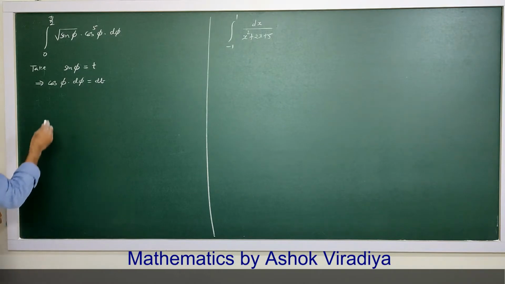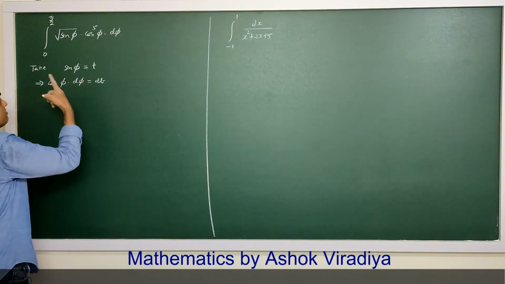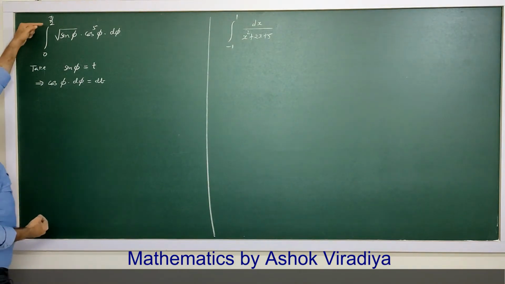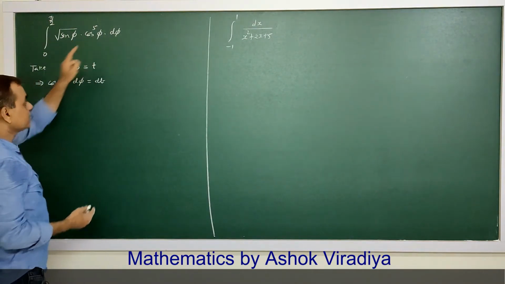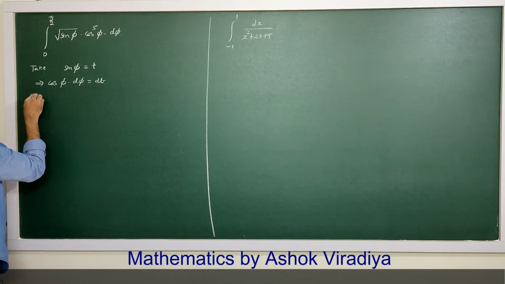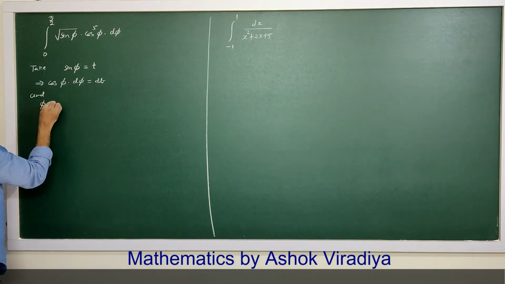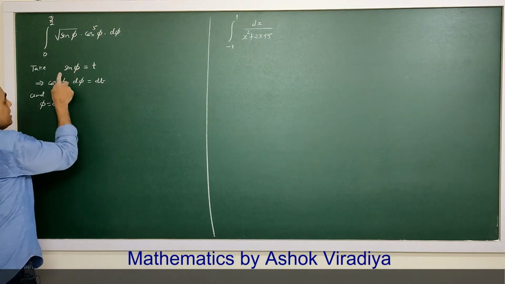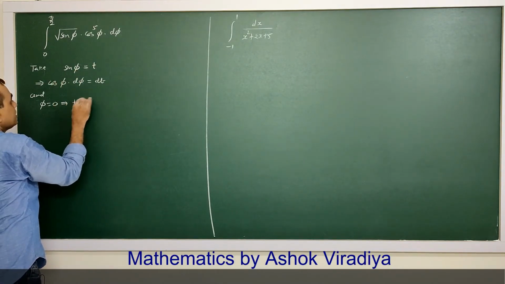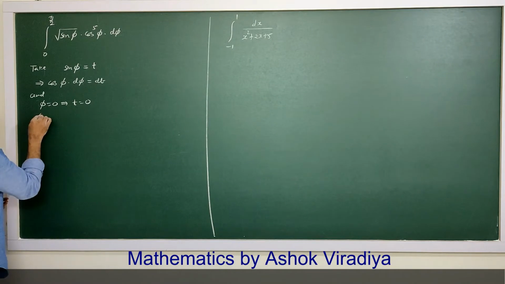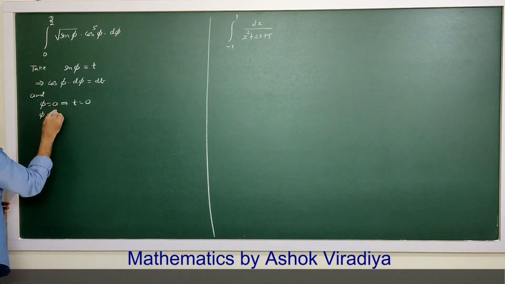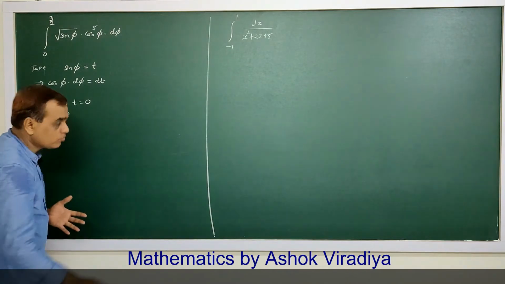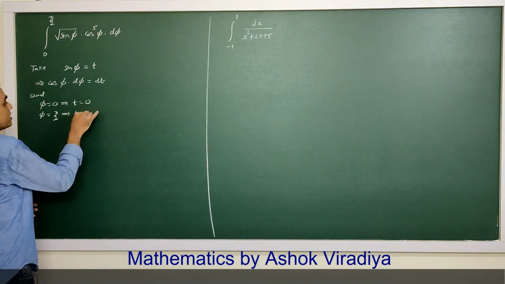And when we change the variable, we have to change its limits also. These are values of phi. So when phi is 0, putting here 0, t is sine 0, that is 0. And when phi is pi by 2, putting here pi by 2, sine pi by 2 is 1.